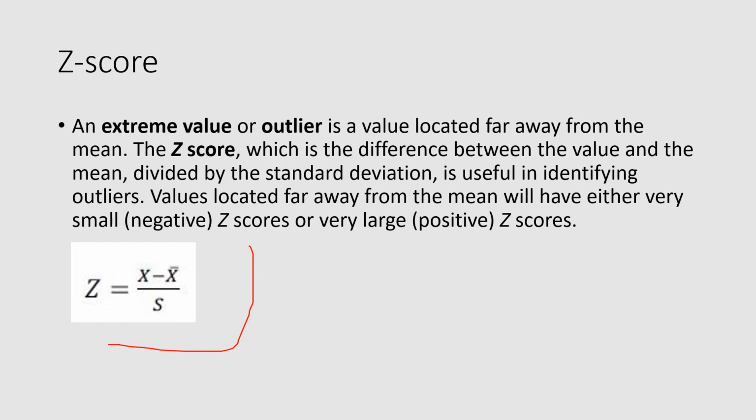Standard deviation, you obviously still remember the formula: the square root of sigma (x minus x bar) squared divided by n minus 1. So it's pretty close to the calculation of variance, but in standard deviation you have to divide by n minus 1. Okay, values located far away from the mean will have either very large positive or very small negative z-scores.